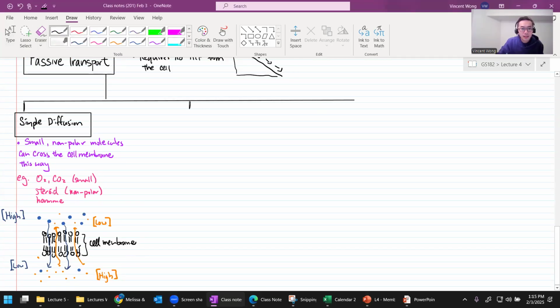Okay. The second one is what we were doing for the past half an hour, this is just osmosis. Osmosis is nothing fancy. Osmosis is basically diffusion of water across the membrane.